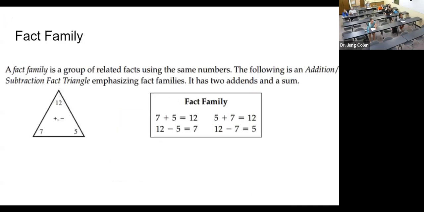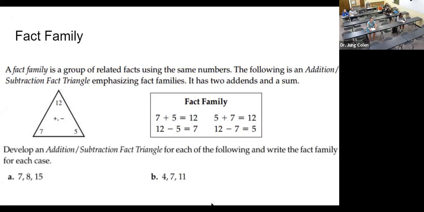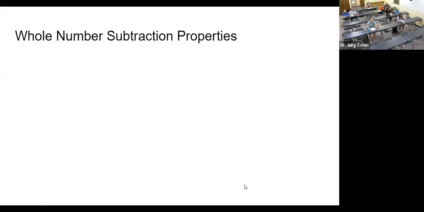In fact family, if we have three numbers, we know the relationship, right? For example, 7 plus 5 is 12, 5 plus 7 is 12, 12 minus 7 is 5, 12 minus 5 equals 7. So we know the fact family too, right? And we have used practices with those levels within those steps.